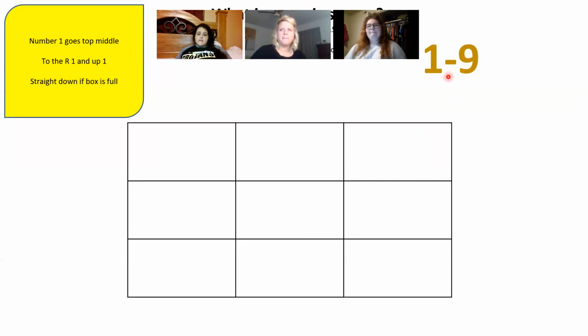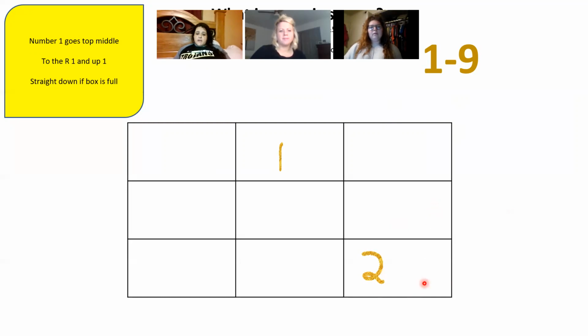So with this one, we're going to use the numbers 1 through 9. There are a couple of rules that you want to follow whenever you're filling in a magic square box. You want to put your number 1 always in the top middle square. And then to fill in the rest, you're going to go to the right 1 box and up 1 box. If the box is empty up here, that means we're going to go back down to here and put our 2 at the bottom, because that's the next part in the row, basically. It's kind of like a revolving. You're going to make a circle around back to the other side if there's an empty space on the top.